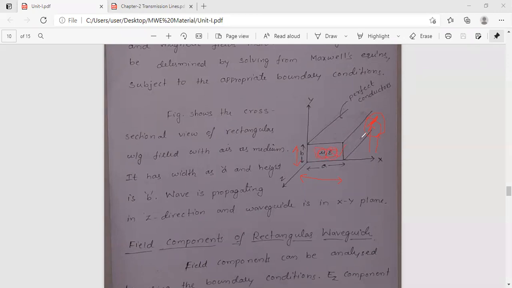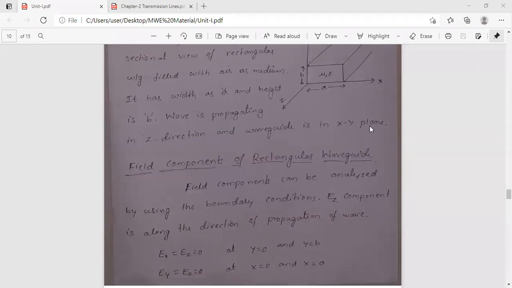Okay. And let us now discuss how to find the field components of this rectangular waveguide. For that, I'm going to use some boundary conditions, where it is being shown that here x is equal to 0, and this is nothing but x equal to 0. And here x is equal to a here, and here the x will be equal to 0 here.